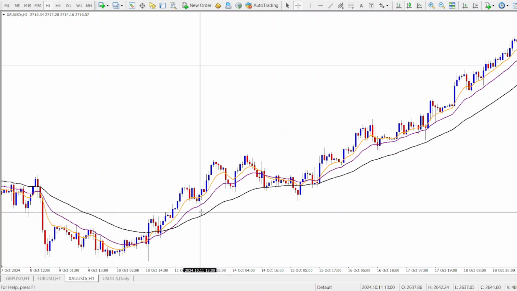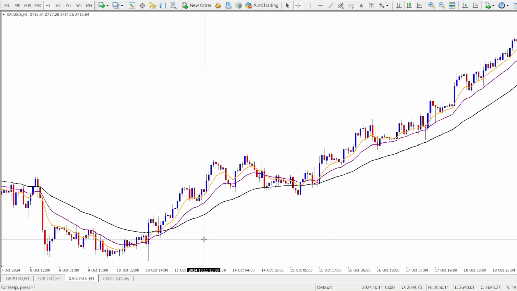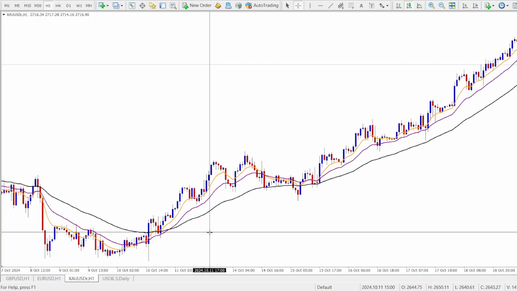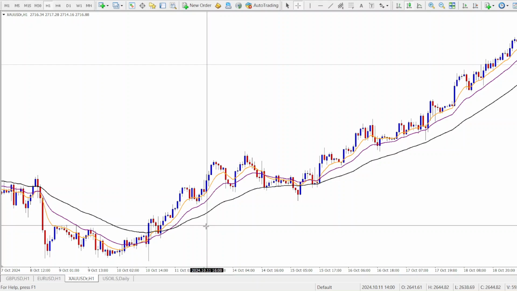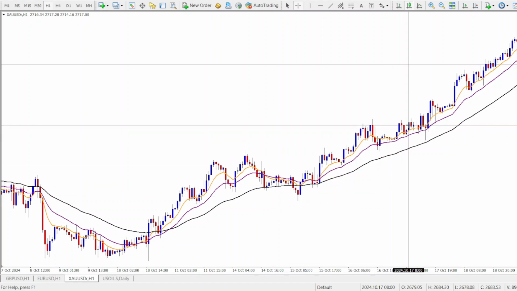If you want a tight stop loss, you can set it right below the swing low, or you can take it below the moving average. Then as for your take profit, it is important that you use support and resistance levels to add confirmation.